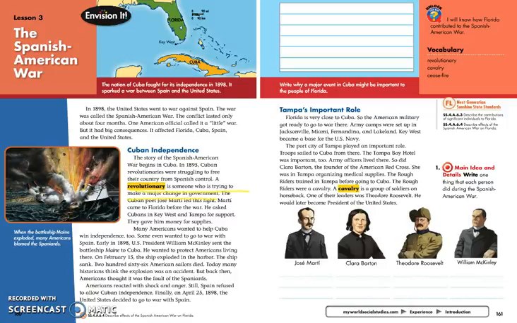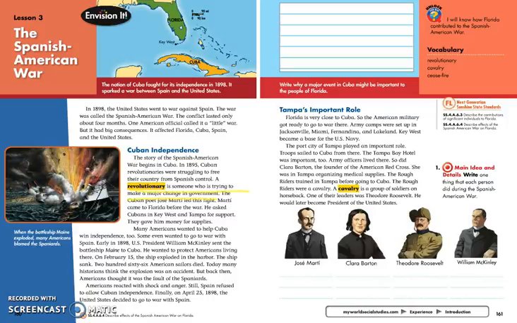Finally, on April 25th, 1898, the U.S. decided to go to war with Spain. So this gave Tampa an important role. Florida being very close to Cuba, the American military got ready to go to war. Army camps were set up in Jacksonville, Miami, Fernandina, and Lakeland. Key West became a base for the U.S. Navy.